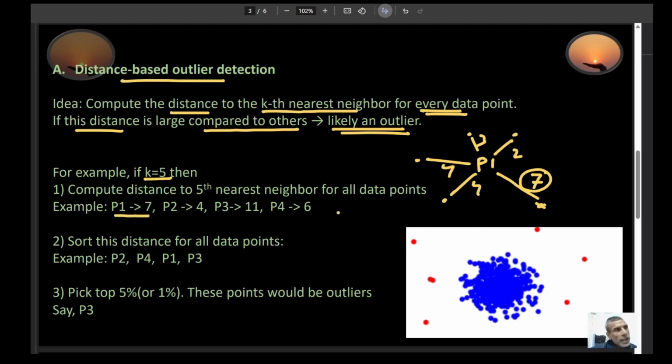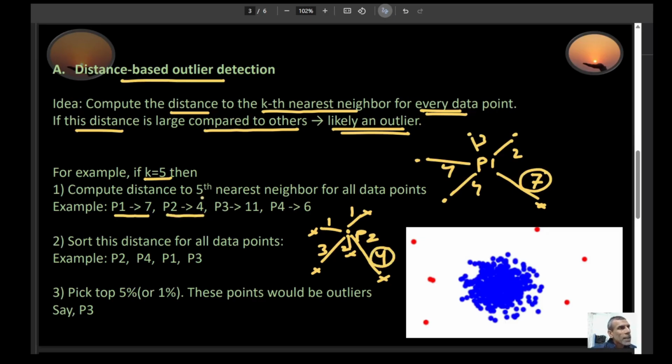Then we do the same thing for the next data point. So let's say this is your point P2 right here, and we find its 5 nearest neighbors. Let's say this distance is 1, this is another 1, this is 2, and this is 3. And let's say this distance right here is 4. So in this case, the distance of P2 to the fifth nearest neighbor would be this one right here, the number 4. So in this case, my P2 would be 4.